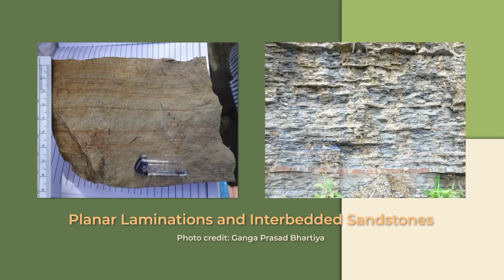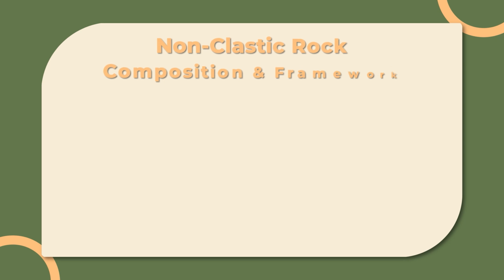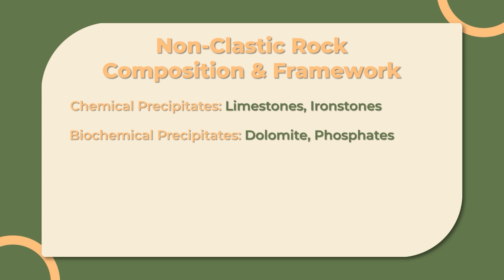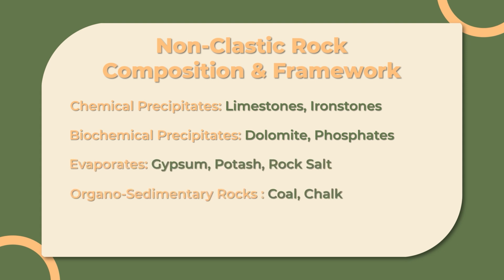Here you can see the planar laminations and intermediate sandstones. On the left side is the planar sandstone and intermediate with different coarse grain and medium fine grain sandstone. Non-clastic rocks: the composition is chemical precipitates, limestone, ironstone, biochemical precipitates, dolomite, phosphates, evaporites such as gypsum, potash, rock salt. Organosedimentary rocks are coal and chalk.